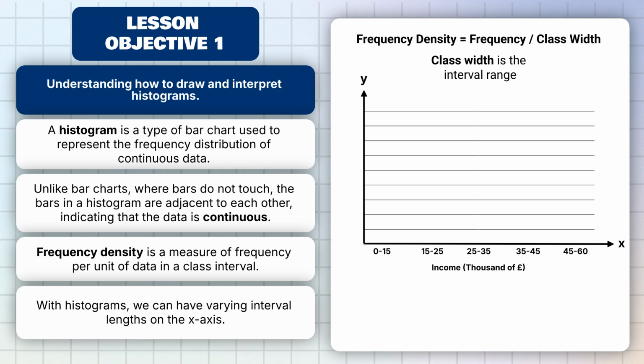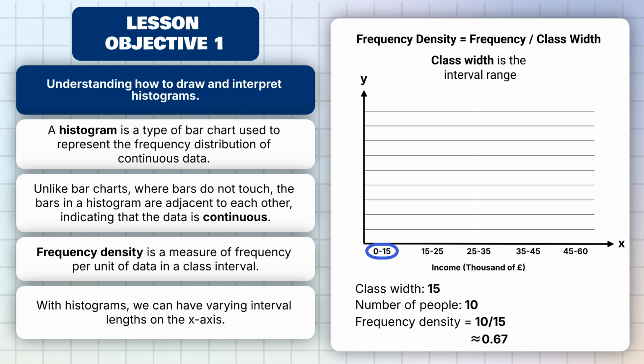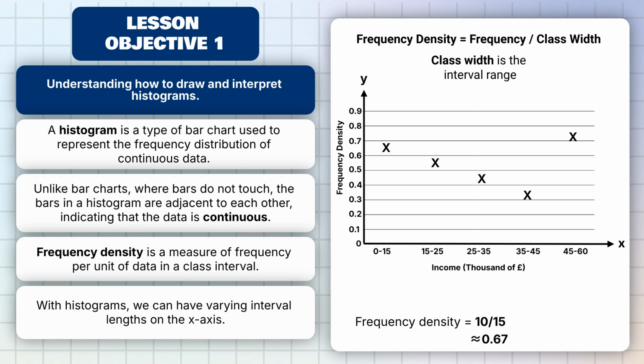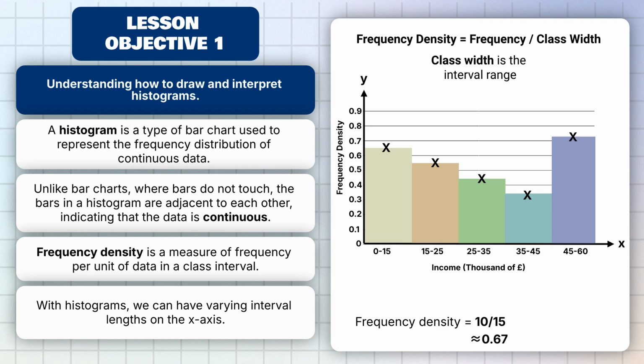For each class interval, calculate the frequency density using its formula. For example, if 10 people earn between 0 to 15K, then the class width is 15, and the frequency density is 10 divided by 15, which equals approximately 0.67. Plot the frequency density on the y-axis for each class interval and draw bars that touch each other to represent continuous data. By following these steps, you ensure that the area of each bar, not just its height, accurately represents the frequency of the data within each interval. This method helps prevent misleading visuals that could arise from disparate class widths.